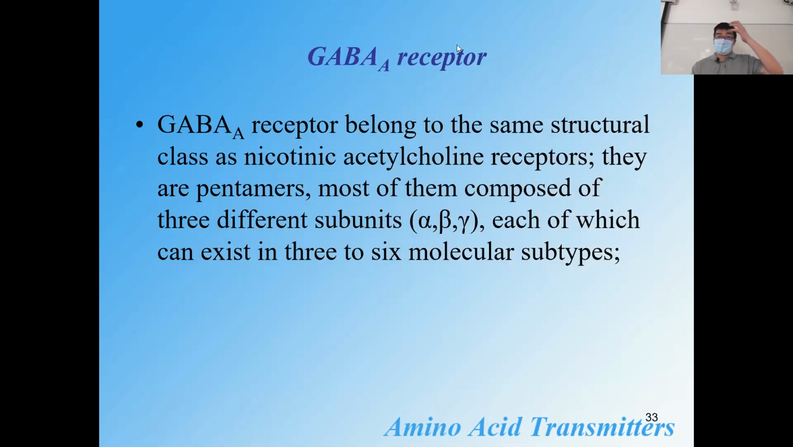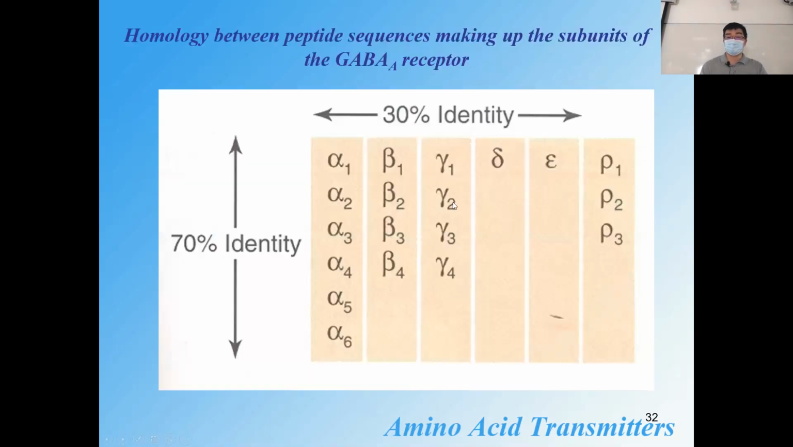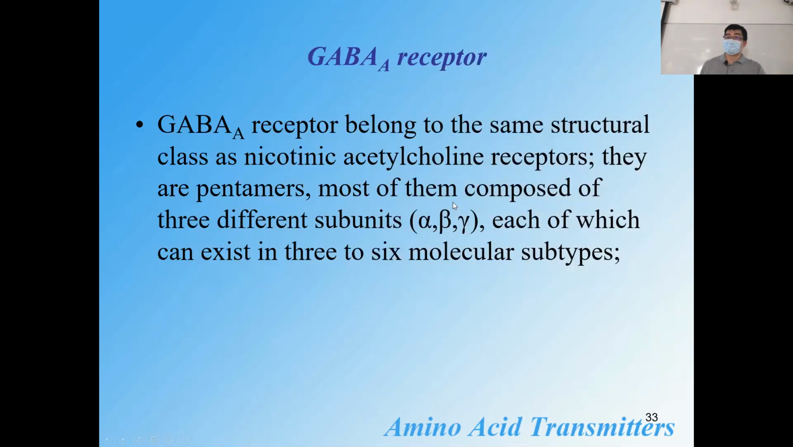So the GABA-A actually belongs to the same structural class as the nicotinic receptors. They are pentamers, mostly composed of different subunits, alpha, beta, and gamma. Okay, so each of those can exist in 3 to 6 molecular subtypes, as you can see over here, different subtypes.